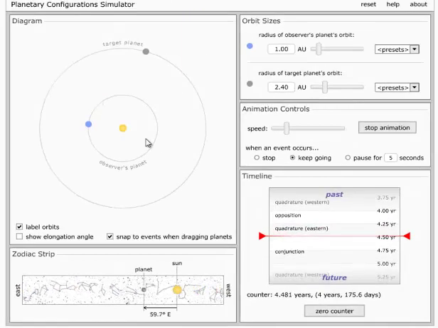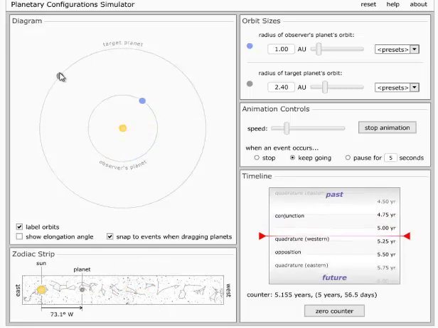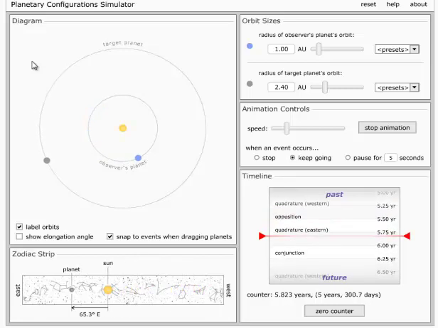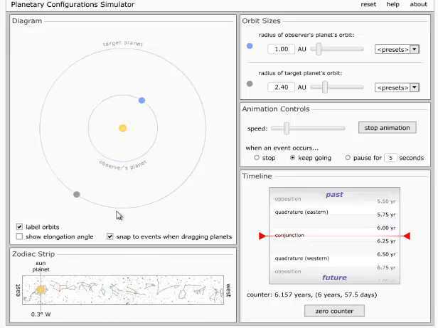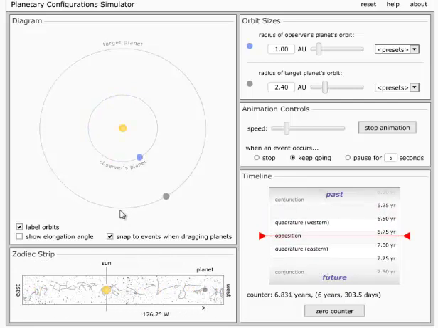If we look back up at the diagram, we can again see that the target planet, Mars in this case, also has its own sidereal period. It's longer, it takes longer to go all the way around, but it's the actual time it takes to go from, say, the bottom of its orbit all the way around once. Okay, so that's sidereal period.